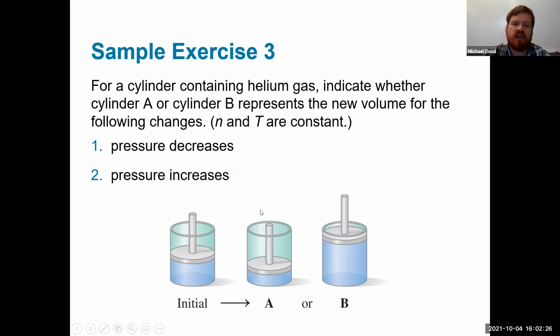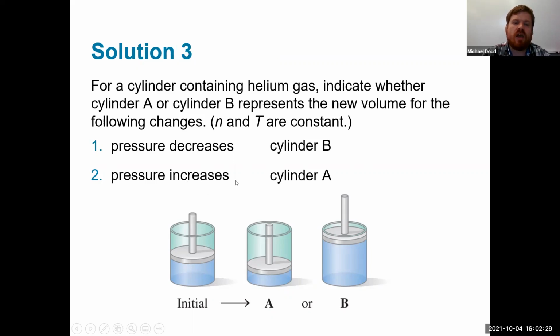And then finally, if the pressure increases. Okay, well, if the pressure increases, that means that the volume has to decrease. So that would represent cylinder A here, where because the pressure increased, the volume decreased. And then finally, if the pressure decreases, that means the volume is going to increase, just like the volume here in cylinder B is greater than what we started with.